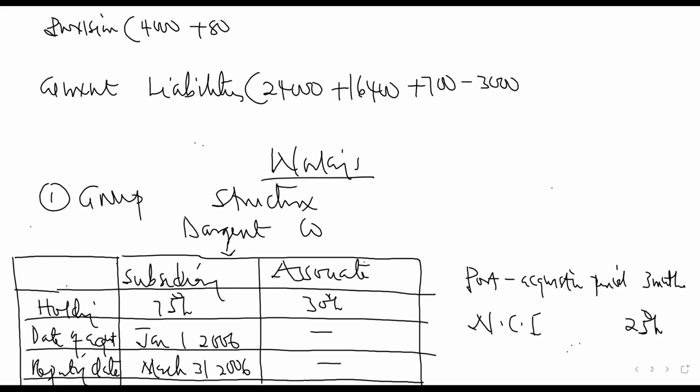Please, why are we not recording the goods of 7,000? We have done that. So we now remove the intragroup balances.